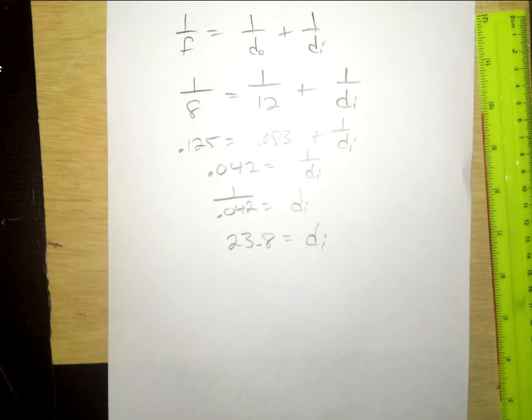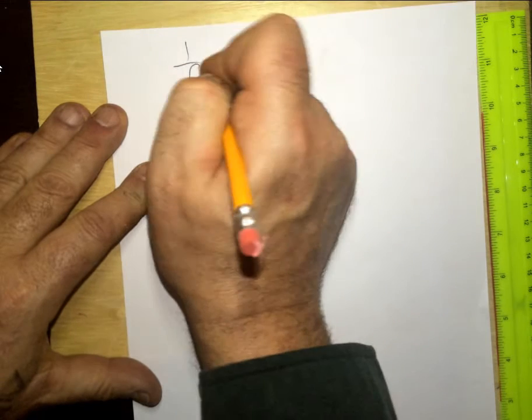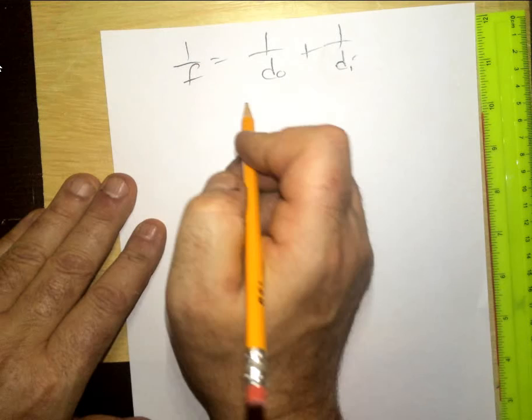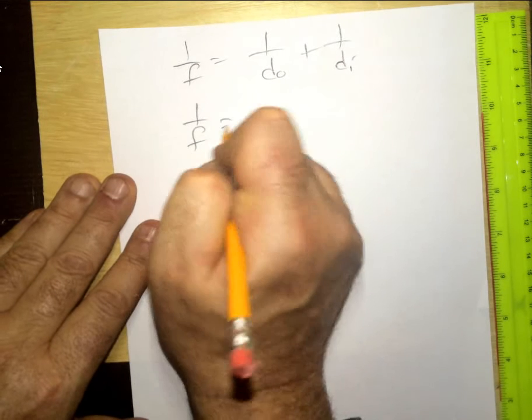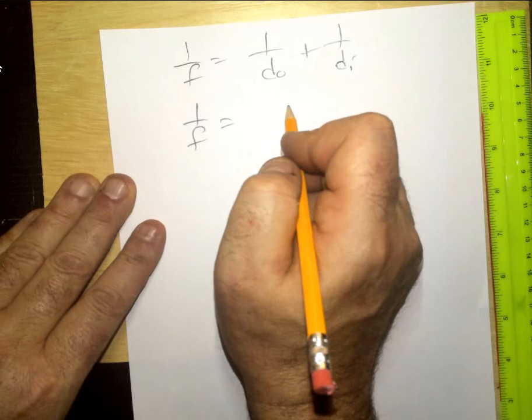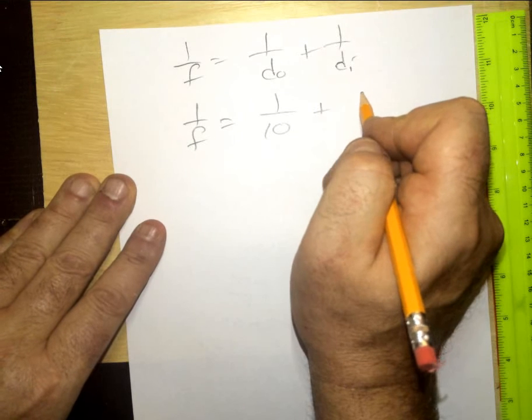Okay, and the next one, we're trying to find the focal length, so we're looking for the f. 1 over f equals 1 over do plus 1 over di. The f is what we're looking for, so it stays a letter. Do for number 18 is 10, and the di is 4.